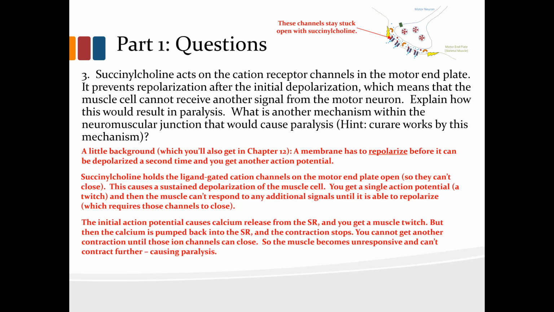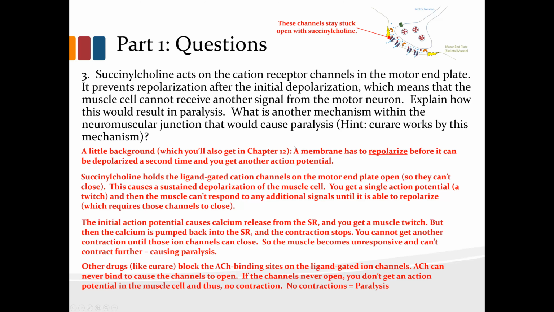So the initial action potential causes calcium release from the sarcoplasmic reticulum, so we'll get a muscle twitch. But then the calcium is pumped back into the SR and the contraction stops. And we cannot get another contraction until these ion channels up here close and the muscle cell can reset to its original resting potential. So the muscle becomes unresponsive and it can't contract further, and that is paralysis.